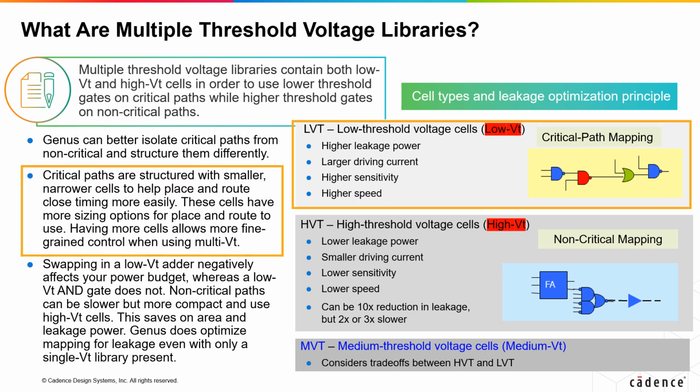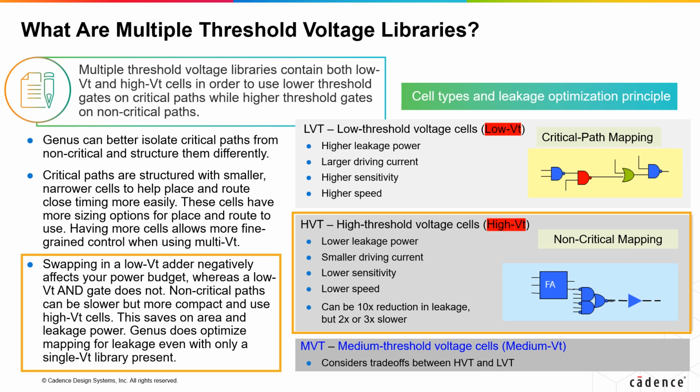The first circuit shows critical paths mapping. Critical paths are structured with smaller, narrower cells to help place and route close timing easily. These cells have more sizing options for place and route to use, and here low threshold voltage cells are used, which have characteristics of high leakage power, larger driving current, higher sensitivity, and higher speed.